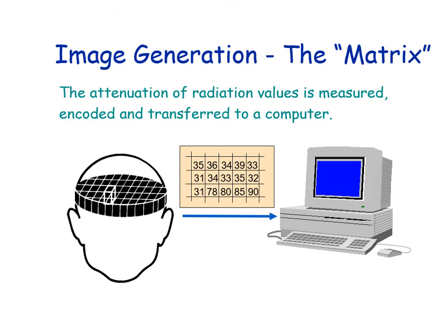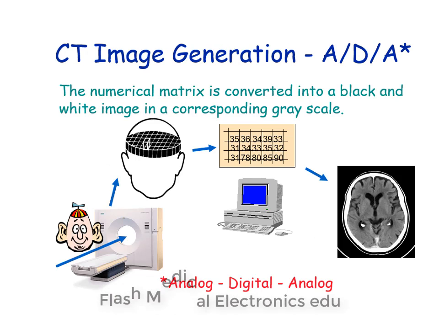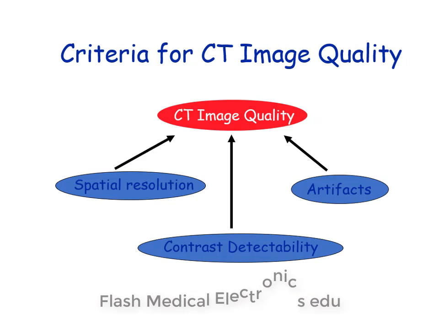Image generation, the voxel. The attenuation of radiation values is measured, encoded and transferred to a computer. Image generation, the matrix. The numerical matrix is converted into a black and white image in a corresponding grayscale. Analog, digital, analog. CT image generation, A/D. CT image quality. Spatial resolution. Contrast detectability. Artifacts. Criteria for CT image quality.